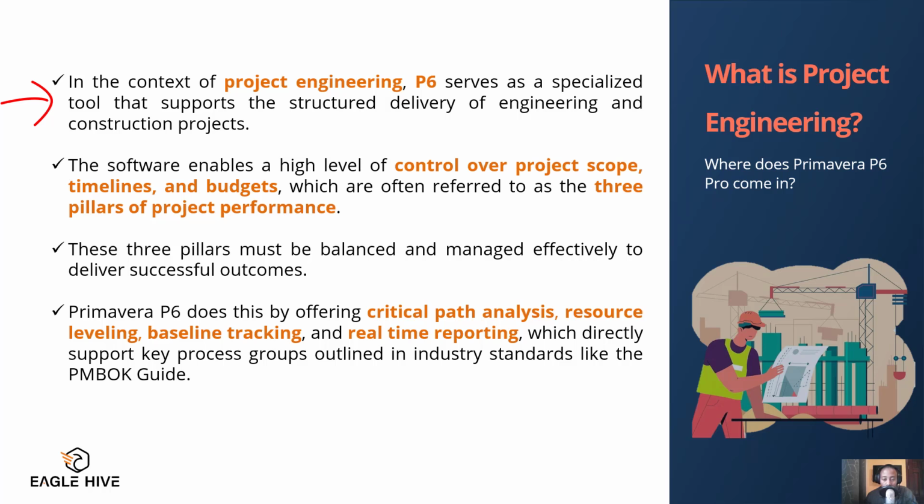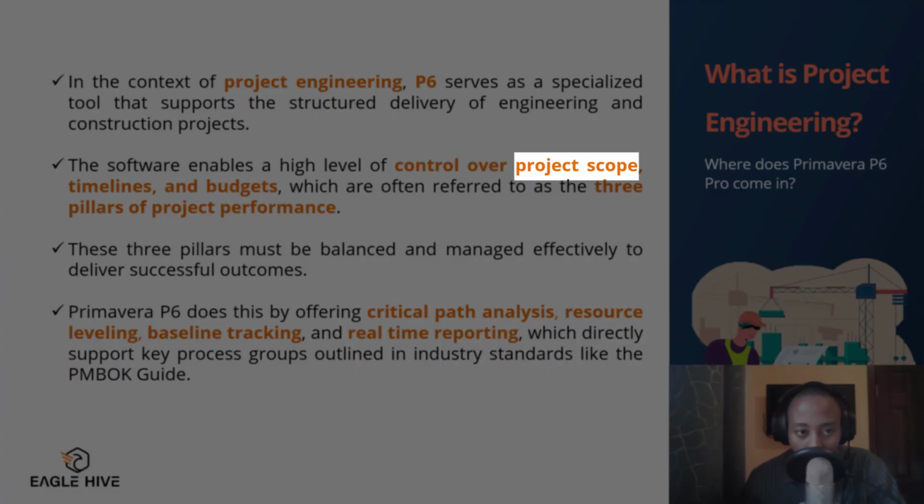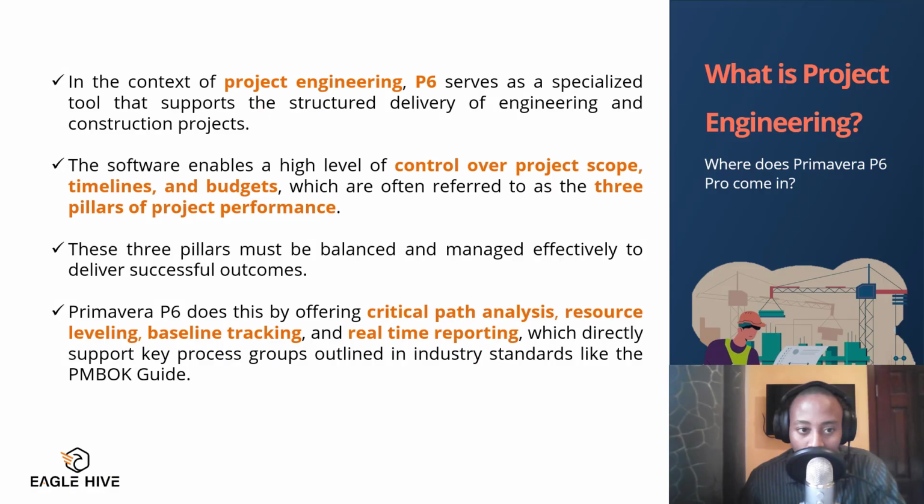This software has been designed by Oracle. It is made for high-level control of a project's scope, timelines, budgets, risk, issues, and so on. These tend to be the three pillars of project performance: the scope of the project, the timelines, as well as the budget, the cost of the project. These three pillars must be in balance so as to effectively manage the project and deliver a successful outcome of the entire project. This is where P6 comes in.